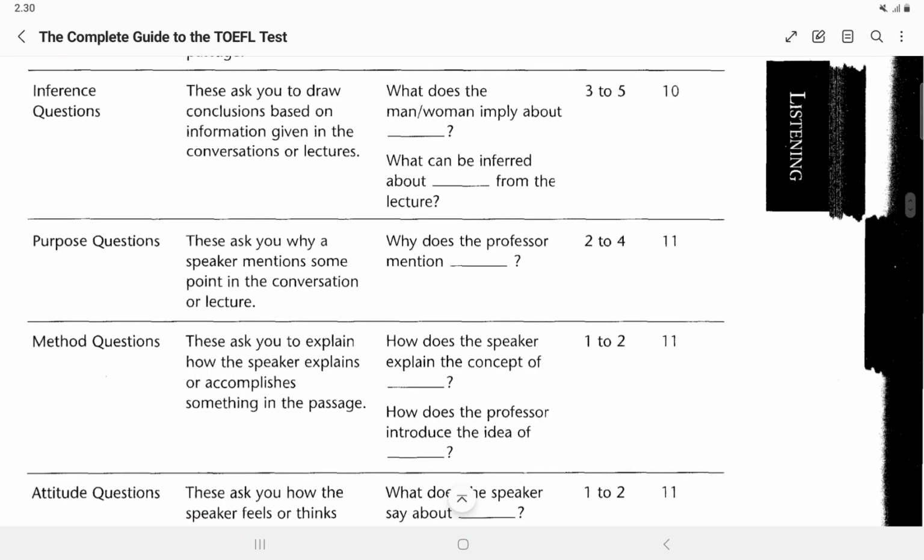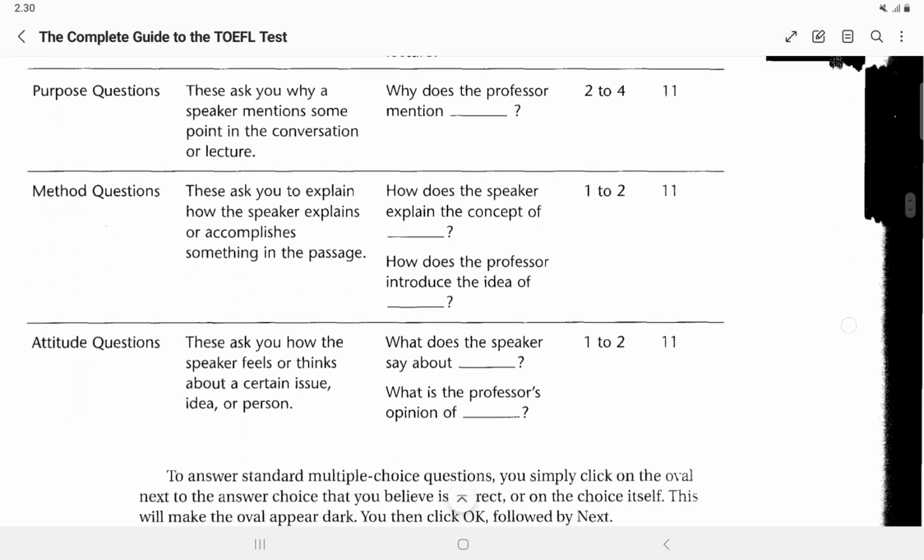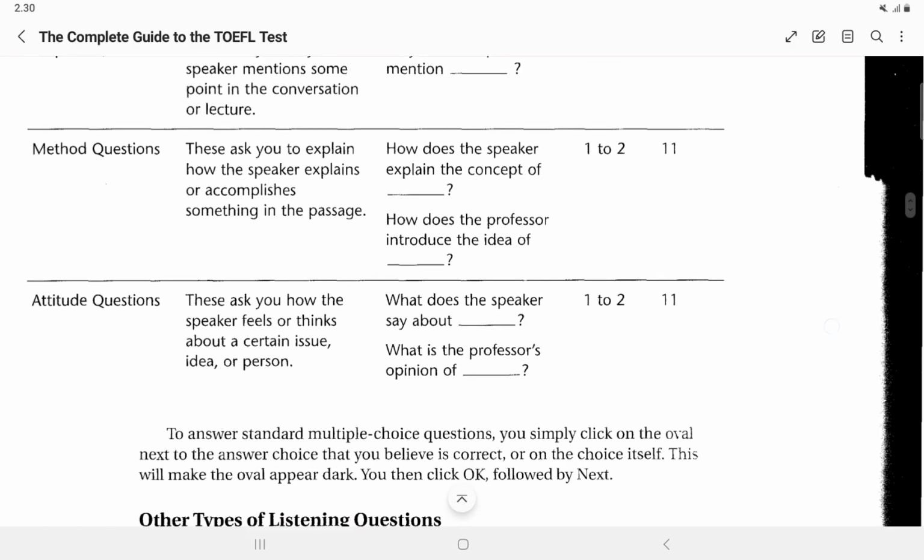Inference questions. This asks you to draw conclusions based on information given in a conversation or lecture. What does the man or woman imply about? What can be inferred about from the lecture? Imply, inferred, conclusion. Okay. Purpose questions. This asks you why a speaker mentioned some point in a conversation or lecture. There is a purpose behind it, right? Why does the professor mention? There must be a reason.